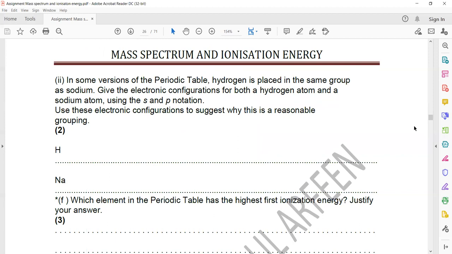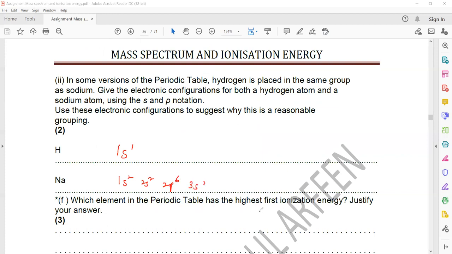Then in some versions of the periodic table, hydrogen is placed in the same group as sodium. Give the electronic configuration for both. So hydrogen is 1s1, for sodium it is 1s2, 2s2, 2p6 and 3s1.